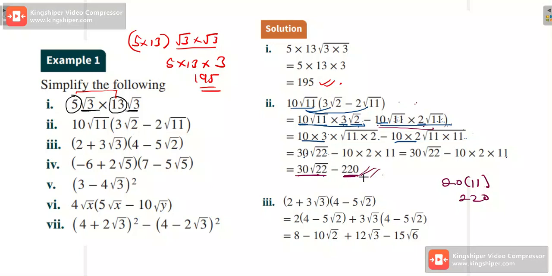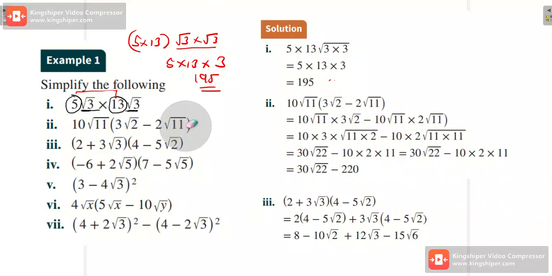Let's look at question three, part I. We have 2 plus 3 root 3, and we have 4 minus 5 root 2. So again, this is a multiplication of two binomials.